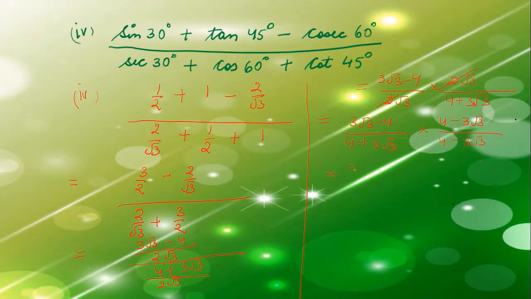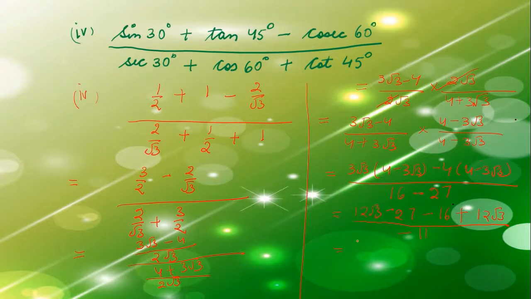So it will be 3 root 3 (4 minus 3 root 3) minus 4 (4 minus 3 root 3) divided by, now use the formula (a plus b)(a minus b) is a square minus b square. So it will be 16 minus 9 times 3, that is 27. Okay. So it is 12 root 3 minus 27 minus 16, then plus 12 root 3, divided by, it will be minus sign, minus 11.